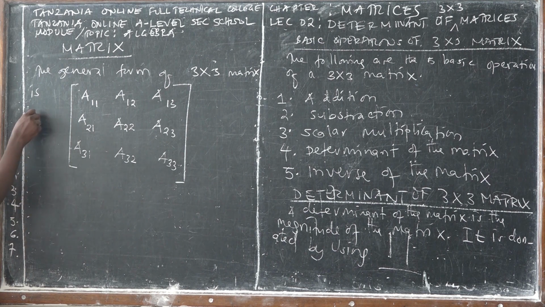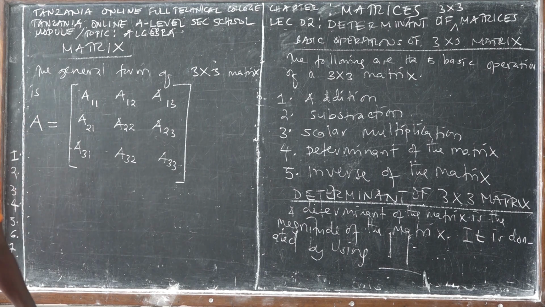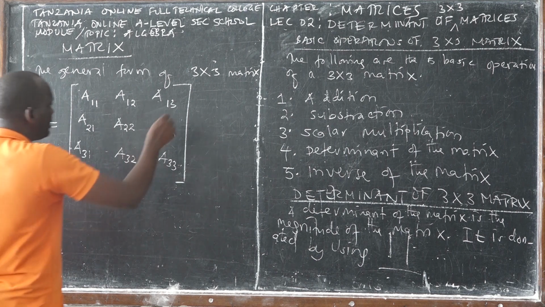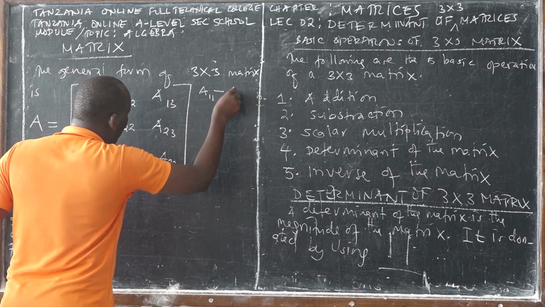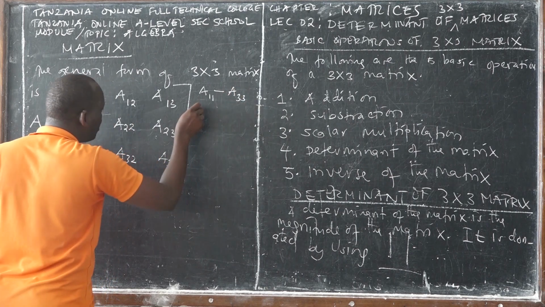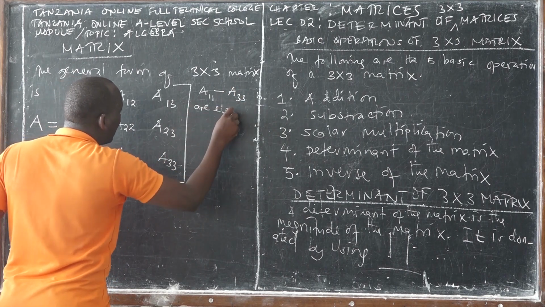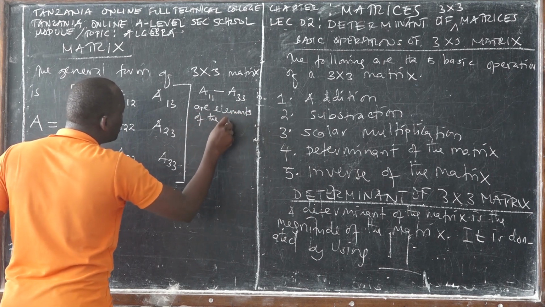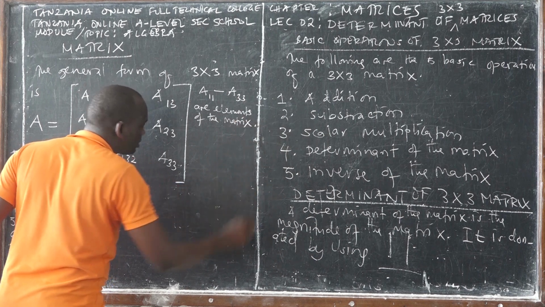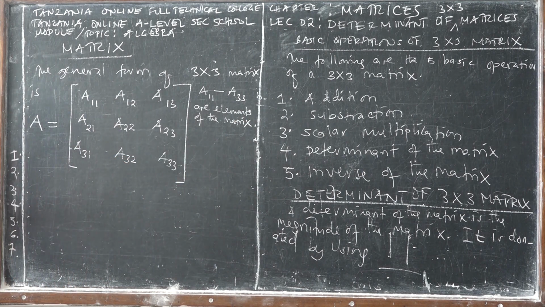Suppose that the name of our matrix is matrix A. Say matrix A. And remember that from A11 up to A33, these terms are the elements of the matrix. Say elements of the matrix. So what are the meanings of these subscripts?